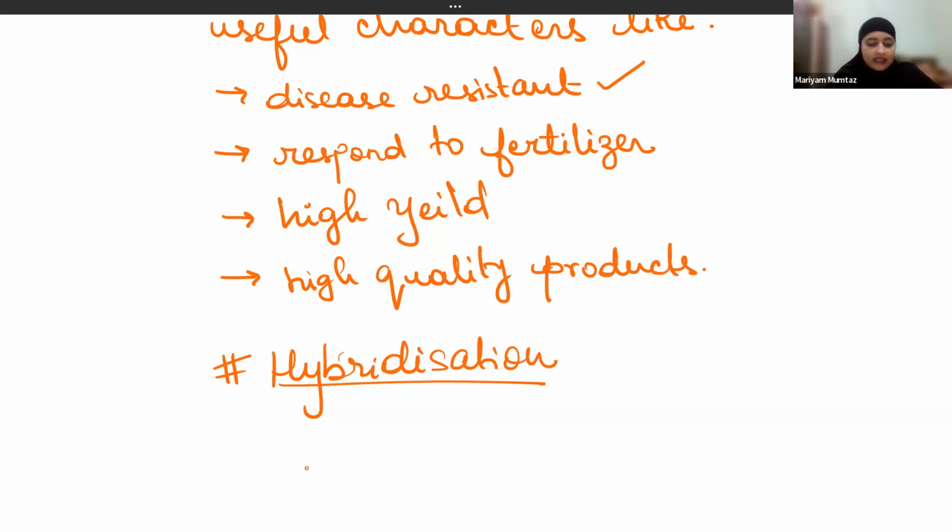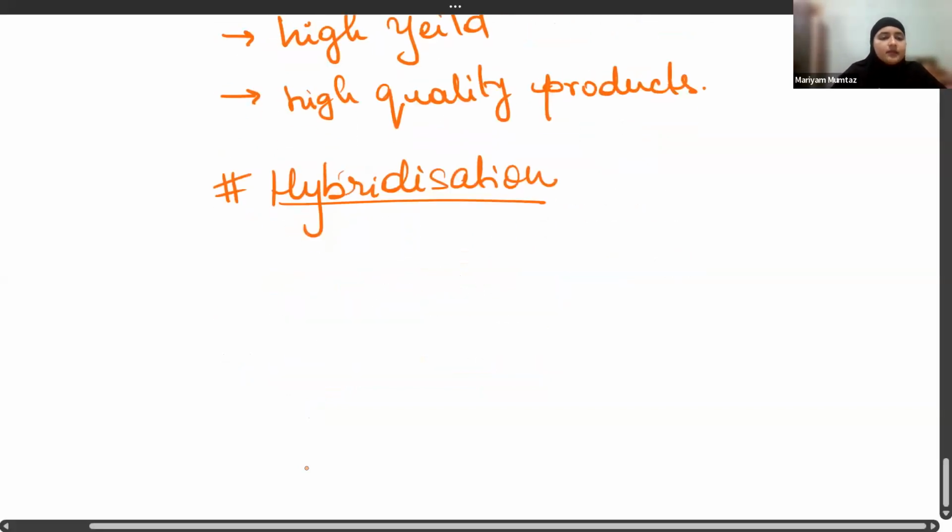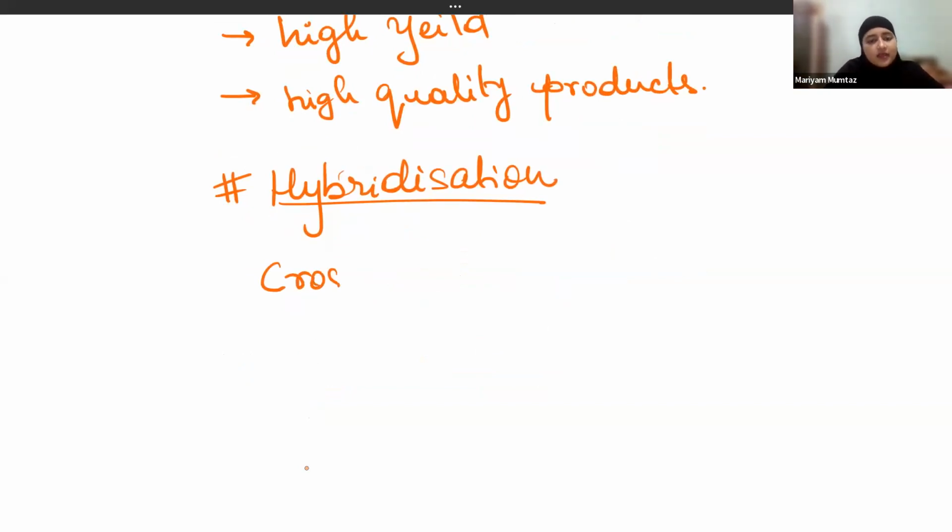And write down: it is done by crossing two genetically dissimilar plants. Two genetically dissimilar plants. So we do a crossing between them.